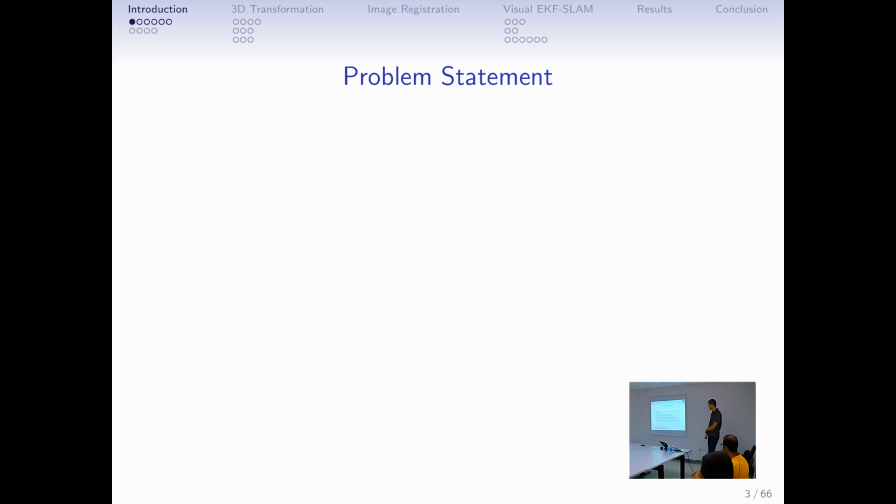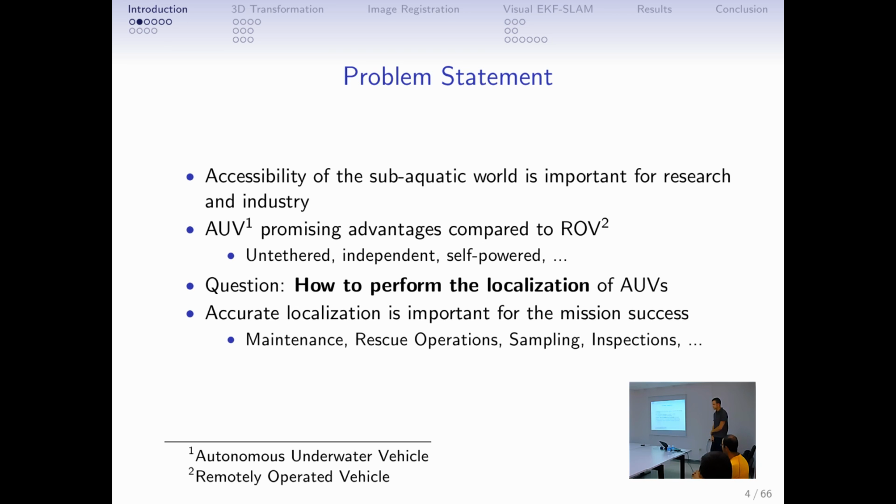First of all, the problem statement. The accessibility of the subaquatic world is important for research and industry. So mainly this is done by ROVs, so by remotely operated vehicles. But the problem is, at the other end of the cable is always someone sitting to control this robot. And this has some disadvantages.